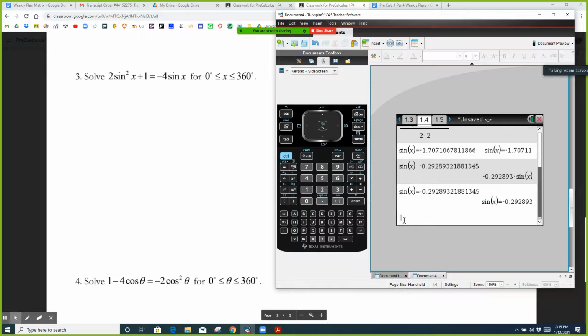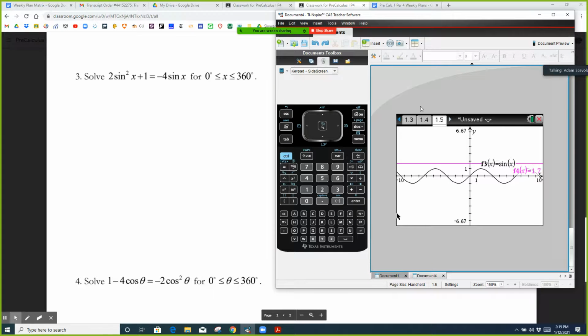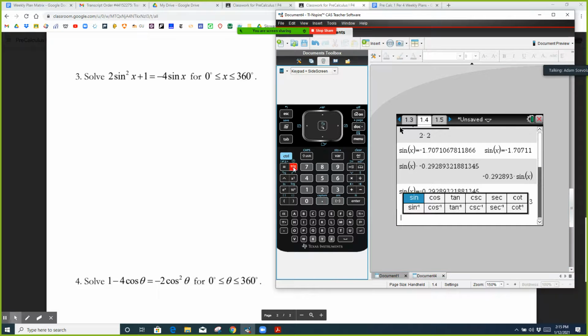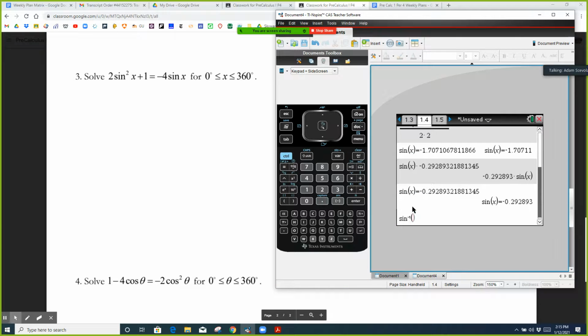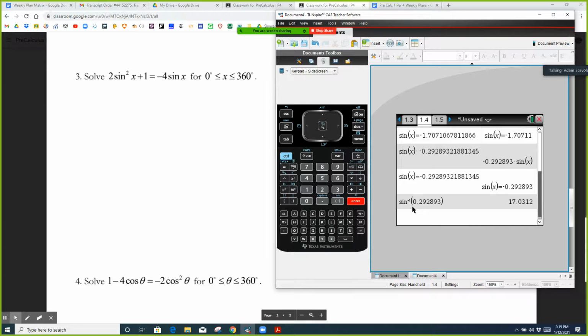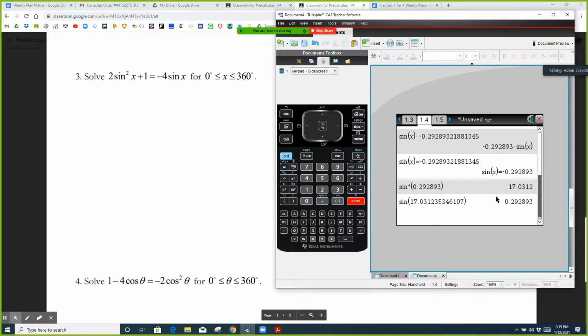So I'm going to take the sine inverse of the positive ratio, 0.292893. And I get 17 degrees. So I know that the sine of this angle will give me the ratio that I need, but the positive version, not the negative version.